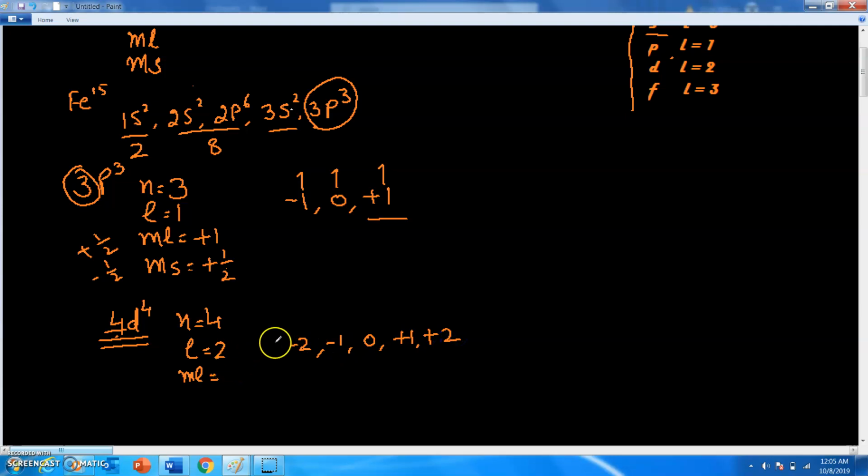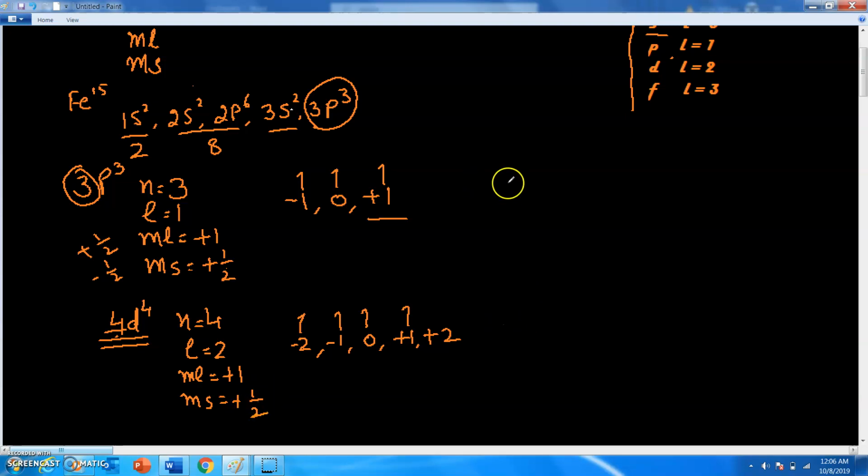According to this, L is 2 and ML. Divide these electrons. Start from here. D4. That means one electron will go to -2. Second will go to -1. Third will go to 0. And fourth will go to +1. So the value of ML is +1. Next comes MS, spin. This is again upward, so it is +1/2.